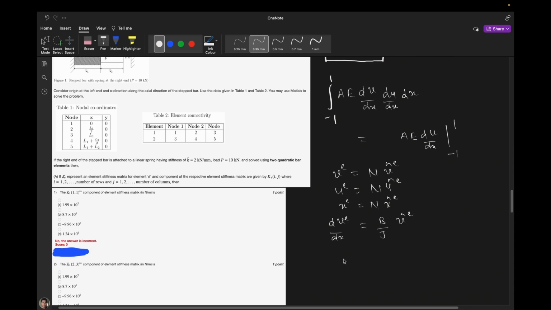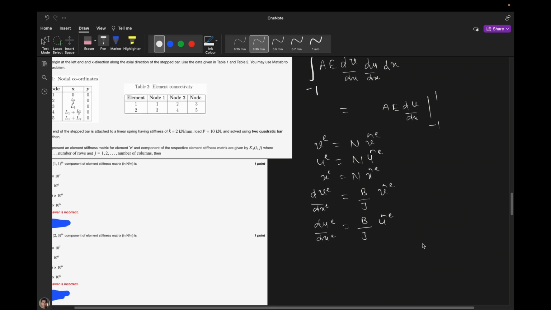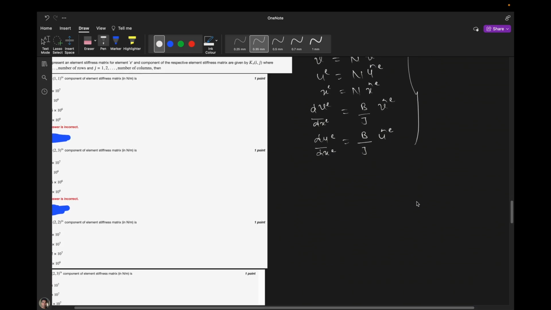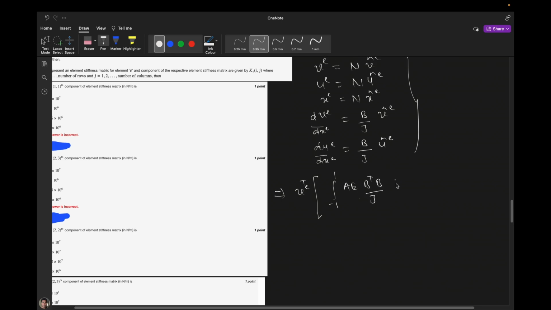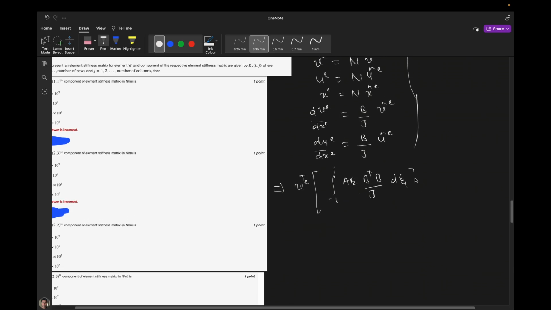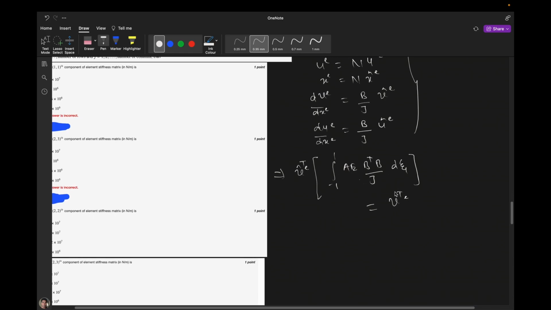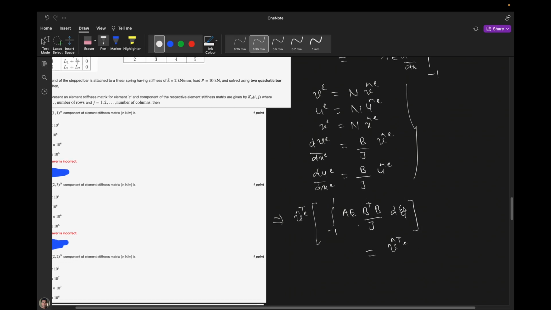Okay, similarly du by dx, it should be e, and this will also be b by j and u hat e. Okay, so these were all the equations. So if we substitute all those, we get v e transpose, minus 1 to 1 a e b transpose b divided by j del zeta, equal to v transpose e, and it should be at, okay, v transpose e.